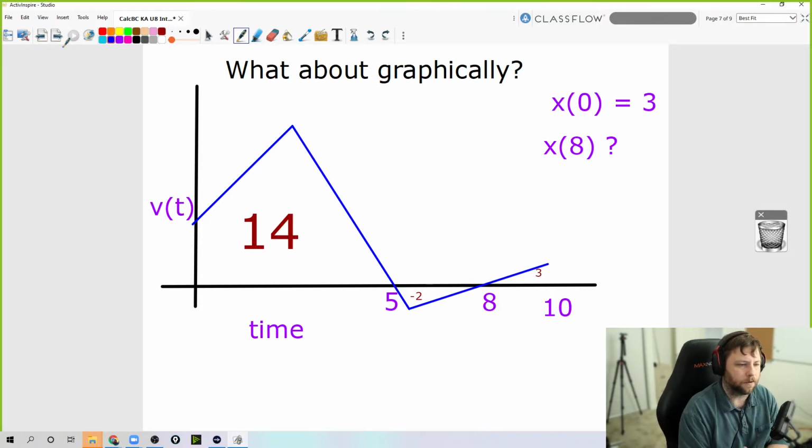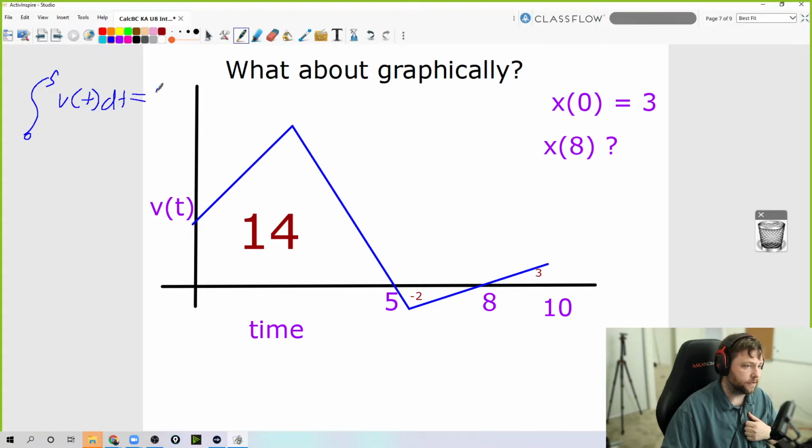And how do we interpret things graphically? So let's say I have this function right here. I just made this up. And I have a function of maybe velocity right here, and I just have some areas under the curve. So what if I asked you the integral from 0 to 5 of v of t dt? Okay, that's going to be just the area under the curve from 0 to 5. And we could say that's 14. Just this area right here.